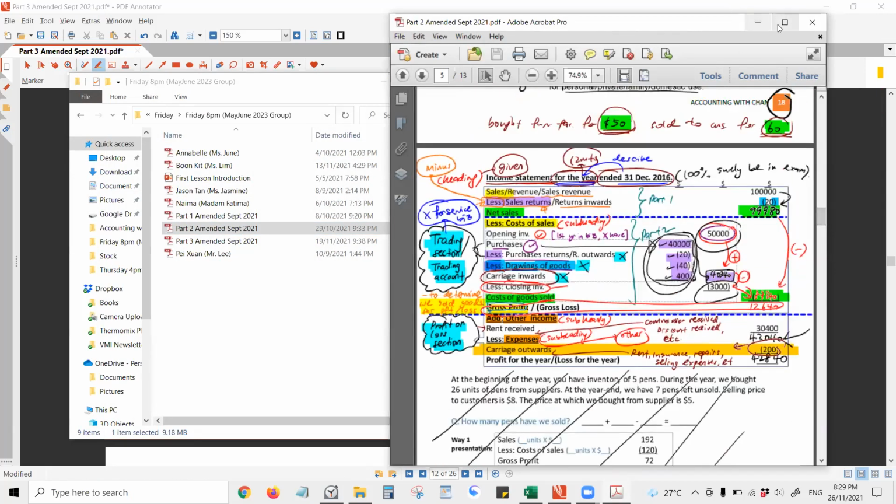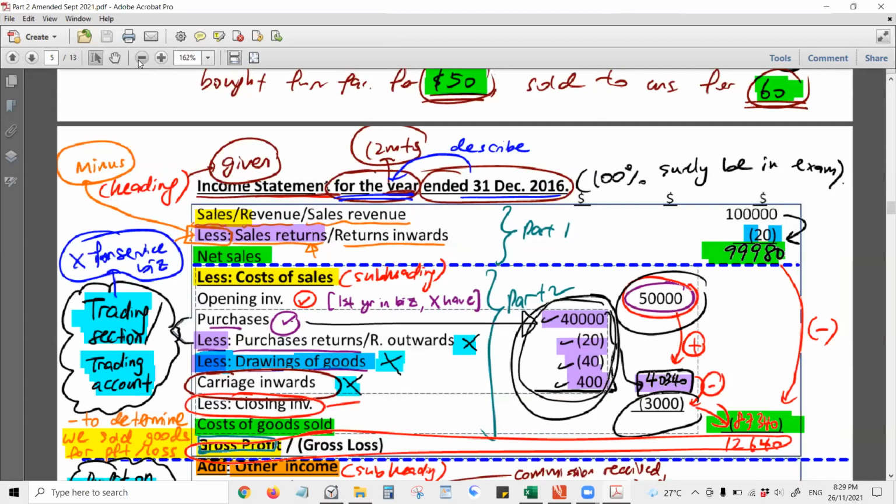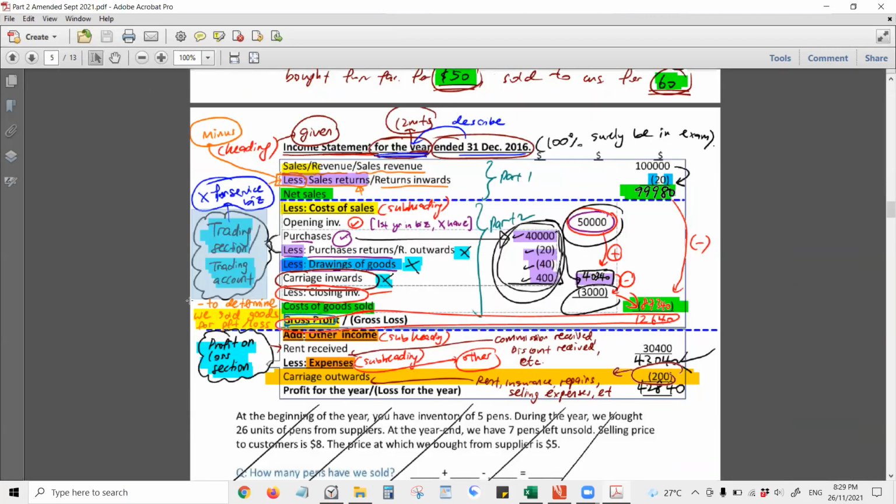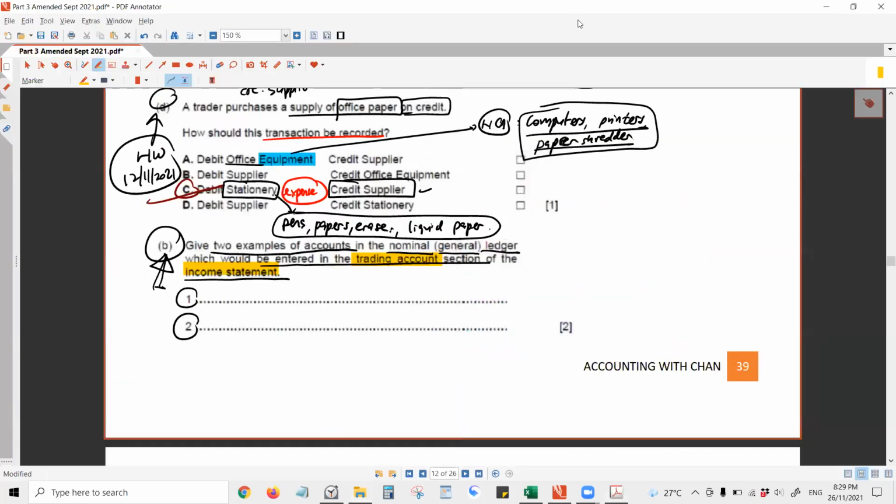The income statement has 2 parts. The upper part is called the trading section. You must remember the name of the trading section. If you cannot recall this term, then you will not understand what the question wants. So these theories are important. The second part of the income statement is known as the profit or loss section. So, what answers are you expected to give?